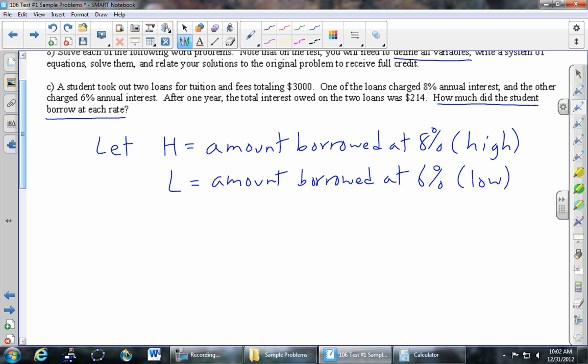Okay, so now we need some equations. First thing I see is that the 2 loans totaled $3,000. So we borrowed H dollars at the high interest rate, L dollars at the low interest rate. Total is 3,000. So that equation is H plus L equals 3,000.